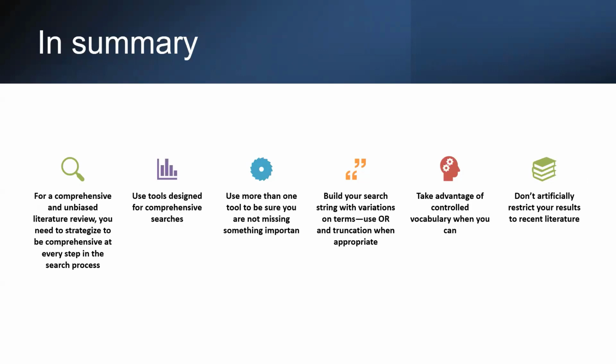This is again because different literature is indexed in different tools, but it also helps protect you from yourself a little bit in case you don't search one or more of these in the optimal way. Build your search string with variations on terms, so use OR and truncation when it's appropriate. And then take advantage of the controlled vocabulary that's built into certain databases whenever you can. And then finally, the last point that's quite important, another point that was emphasized to us from the advisory board, is don't artificially restrict your results to recent literature.